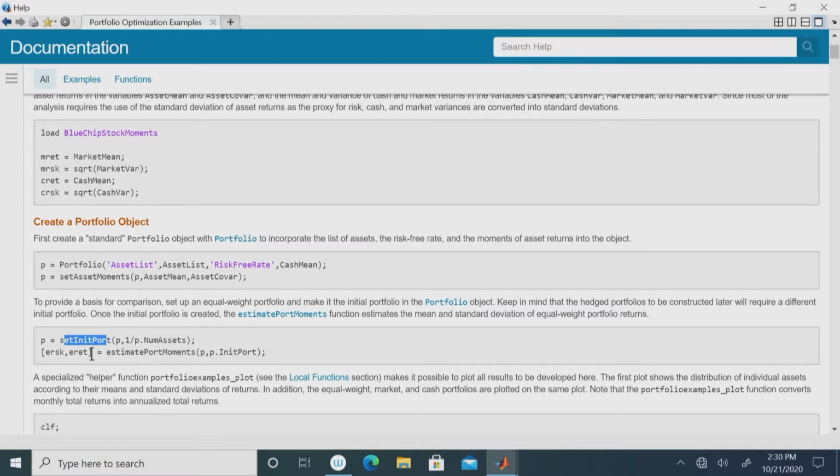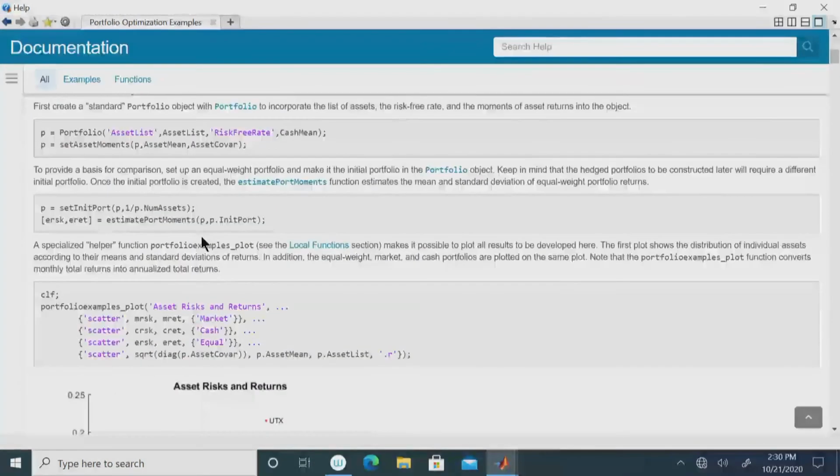These values will be returned by the estimation of the portfolio moments of the initial portfolio that was set up with the equal level of weights being assigned to all the assets that are a part of the portfolio. The next thing we do is we will now look at how to plot this.